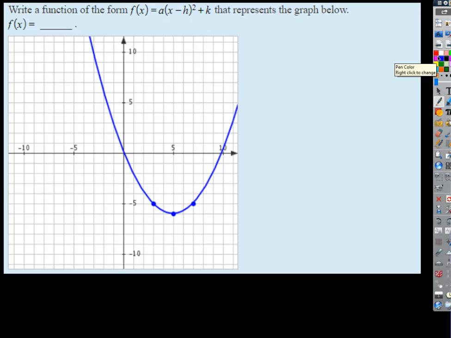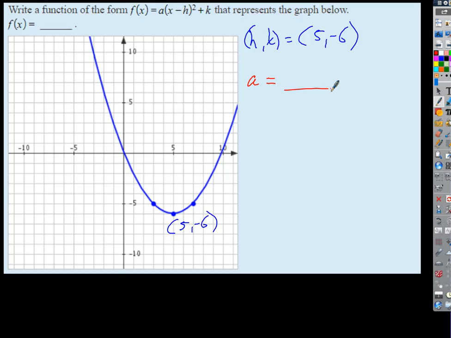H and K are pretty obvious, right? What are H and K? Negative 5, 6. Negative 6, 5, right? You mean 5, negative 6, you mean? Yeah, right, there you go, over 5 and down 6. So we can see, right away, that the coordinates of that point are 5, negative 6, and so HK equals 5, negative 6. That part's easy, right? It's A that's a little bit tougher. So now we got to find out what A is.